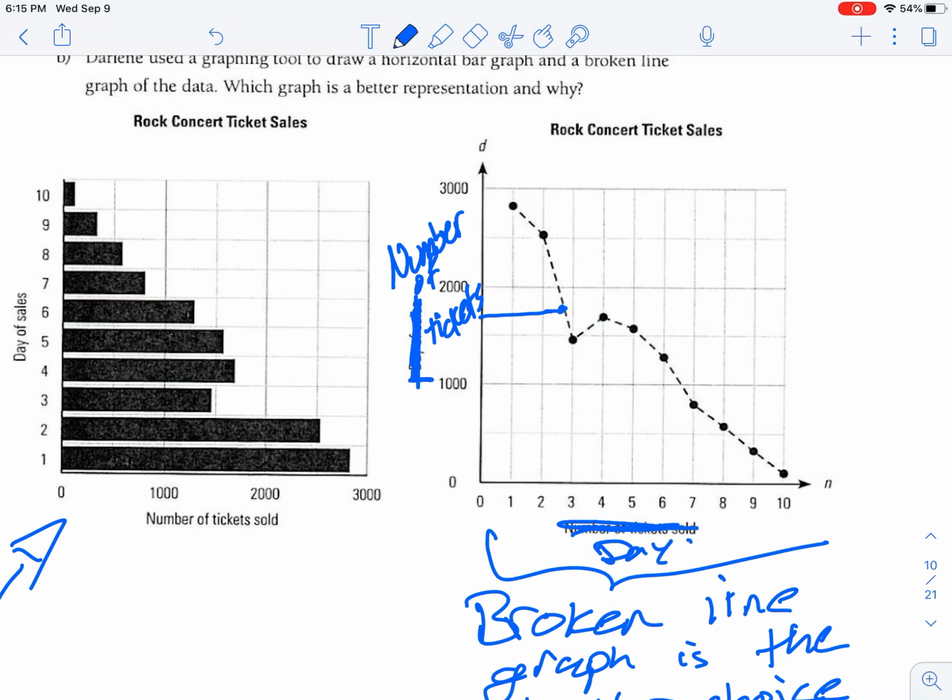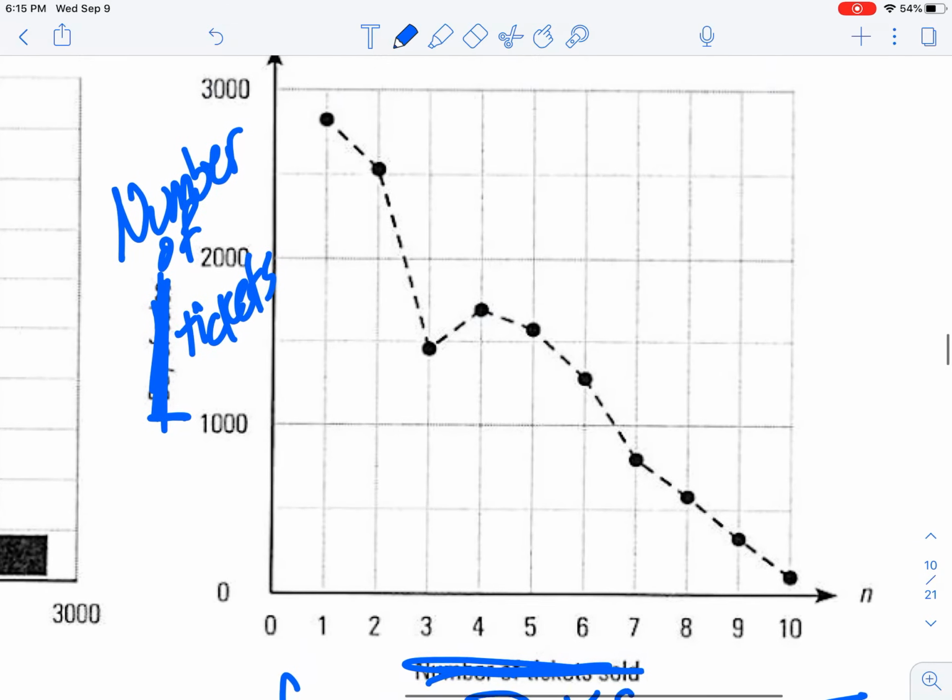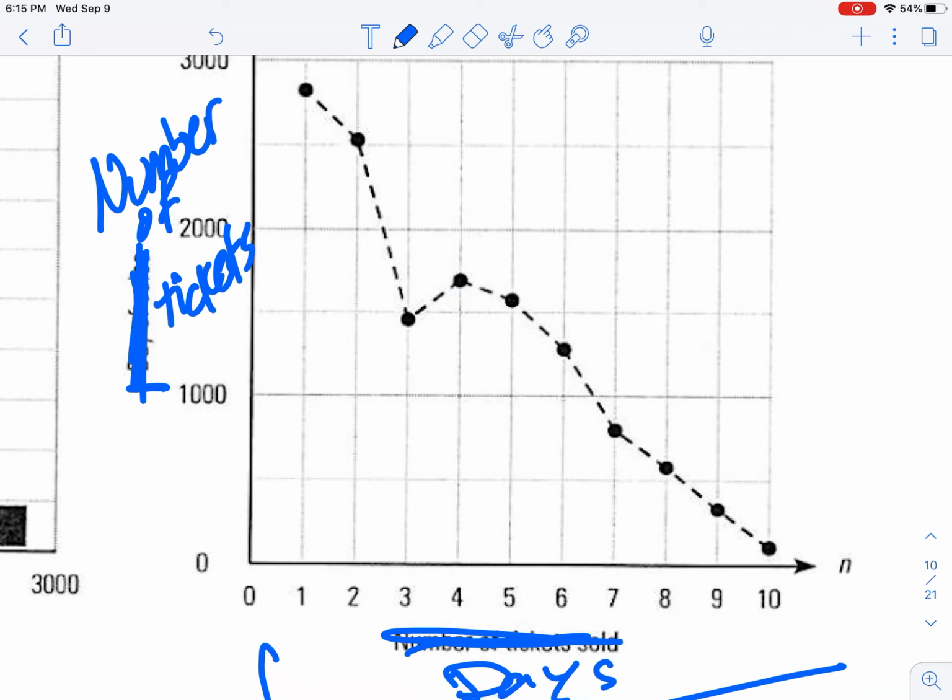And this should say days. Okay. So this is also kind of nice because you could estimate, like if someone were to ask you, what were the number of tickets in the middle of the day on day 4? Well, the middle of the day on day 4 was right here. So you could roughly estimate how much that was. I would say that's about 1,500 or probably 1,600 tickets. Okay, so you can roughly estimate again.